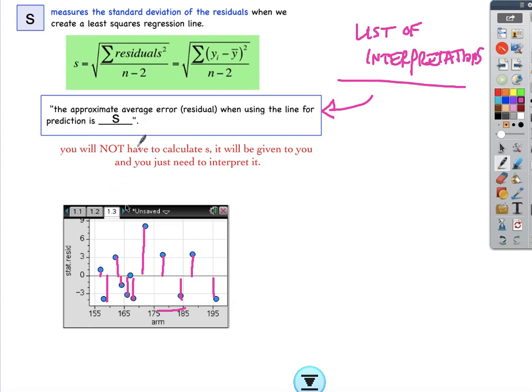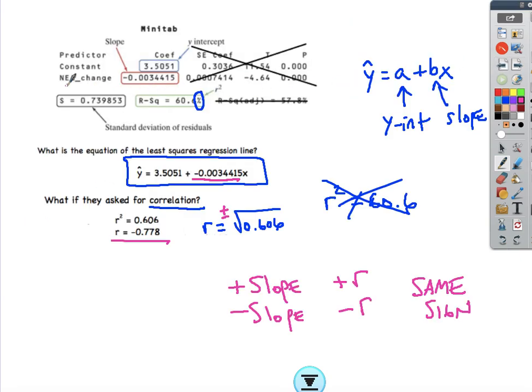You've never had to calculate S on the AP test. So this formula is not really needed. The only reason I would have shown you this formula is for you to see that it involves the residuals. So you'll likely be given S and have to talk about it. Now going back to this, here is where the S is given to you. So they might ask you what the value is and then what does it mean.